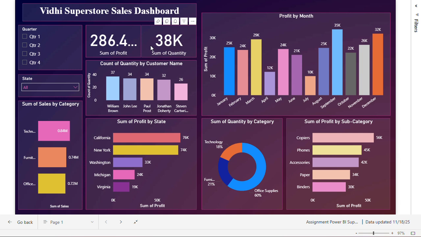This is sum of quantity. It tells around 37,000 units across all product categories, and total profit. The overall net profit is usually around, and this tells us whether the company's pricing and operations are healthy or not.